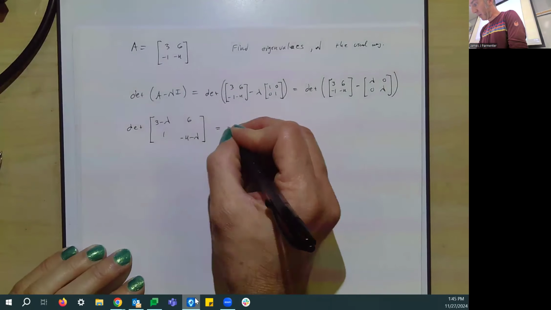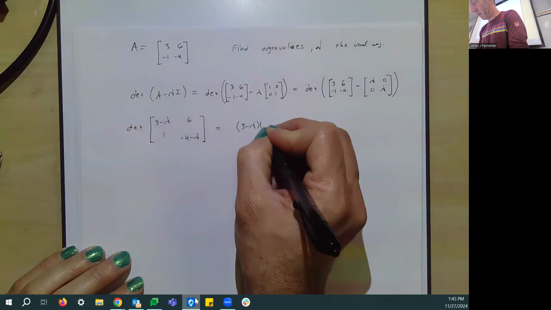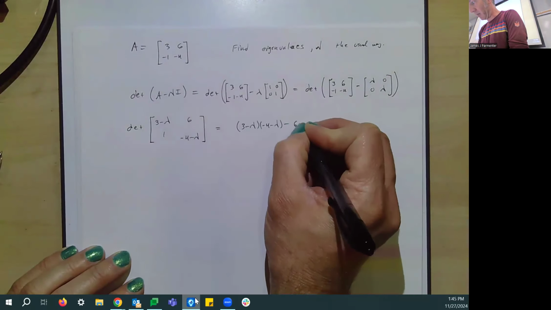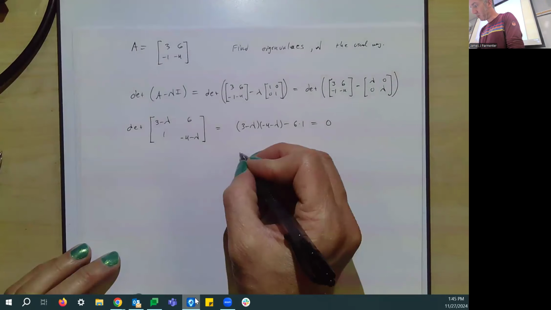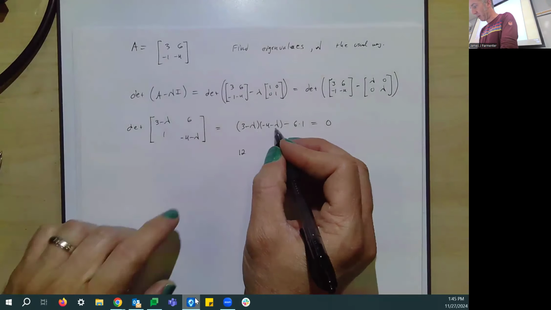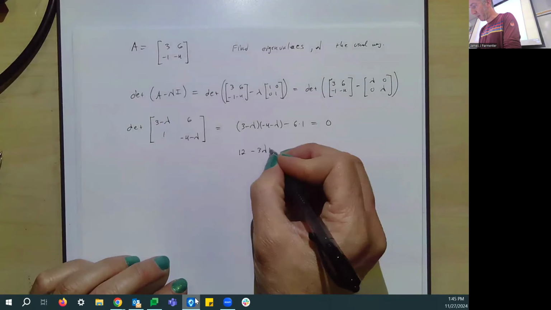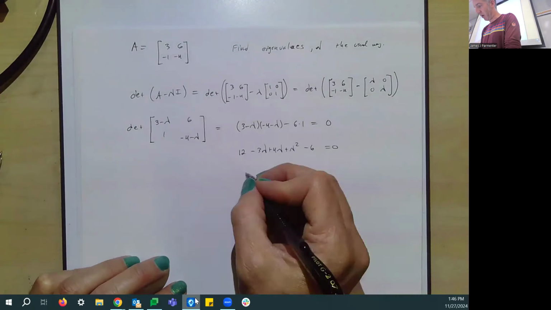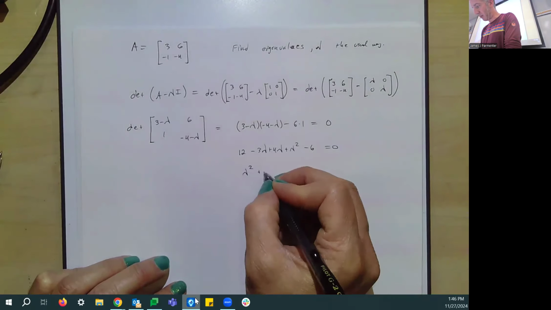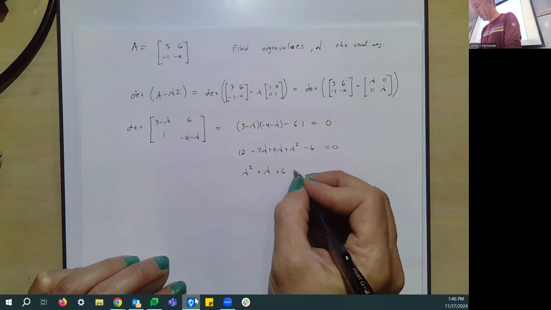All right, then we take the determinant. It's 3 minus lambda times -4 minus lambda minus 6 times 1, and we set it equal to 0. And then this will typically be a quadratic equation. It's usually going to be just multiplying it all out. If the problem has been thought out ahead, it'll usually factor. So if we multiply this out, we're going to get 12 minus 3 lambda plus 4 lambda plus lambda squared minus 6 equal to 0. And simplifying, we've got lambda squared plus lambda, 12 minus 6 is plus 6, equal to 0.